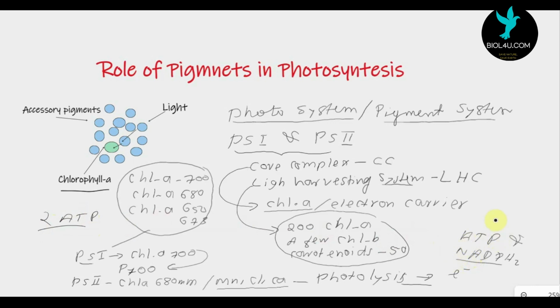Whatever it may be, in cyclic and non-cyclic photophosphorylation, ATP and NADPH2 are produced, and this ATP and NADPH2 are known as the assimilatory power that helps to reduce carbon dioxide in the dark reaction, or during the synthesis of carbohydrate. So this is the role of the photosynthetic pigments in photosynthesis. Okay, in the next video we will study cyclic and non-cyclic photophosphorylation in detail.